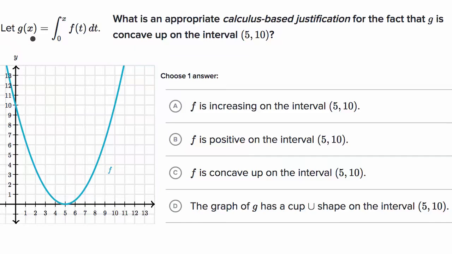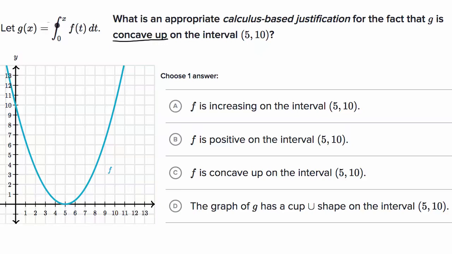Let g of x be equal to the definite integral from 0 to x of f of t dt. What is an appropriate calculus-based justification for the fact that g is concave up on the open interval from 5 to 10? So concave up. Before I even think about what it means to be concave up, let's make sure we understand this relationship between g and f.